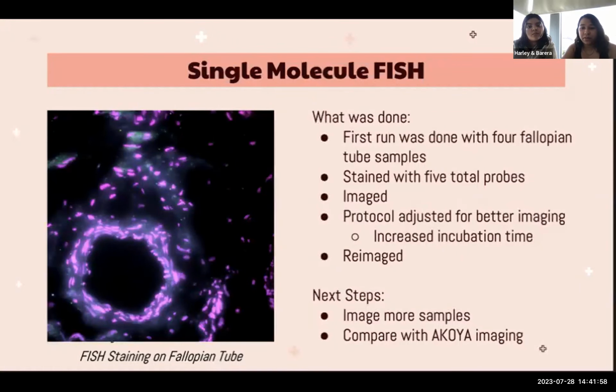The magenta in that image shows the nuclei, and then the different colors are indicative of different cell types. And we will compare this with the Akoya images to get more information about the proteomics and transcriptomics, and we want to image more samples in the future.